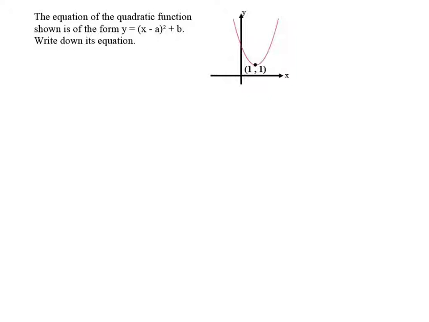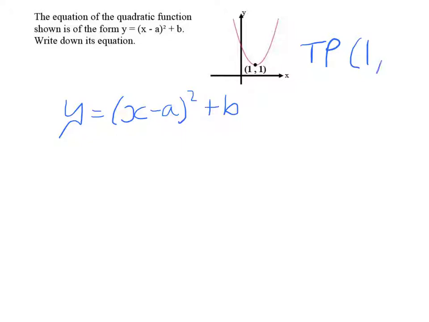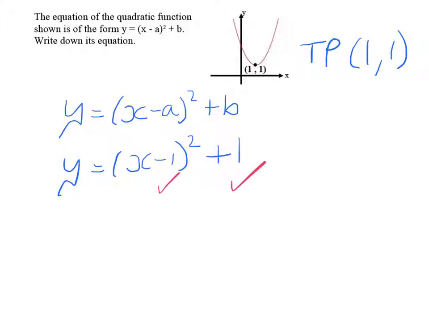For this question, we're asked to write down the equation in a different format, and this is in the completed square format. And we know that we can pick out the turning point from that. We've moved in the x direction 1 to the right, so that's going to give us (x minus 1) all squared, and we've moved in the y direction 1 up, so that's going to give us plus 1. 1 mark for each of those correct.